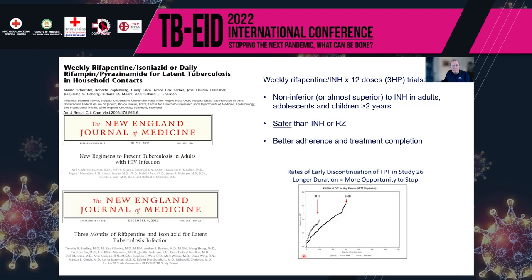And so here we see the proportion of patients in this largest trial, 3 months of rifapentine and INH versus 9 months of INH. The rate of discontinuation was actually a little higher with the 3-HP arm, but it was finished faster. So the people who were taking INH for 9 months had a lot more time to stop treatment, and they stopped treatment more because they got tired of it than because it was toxic.